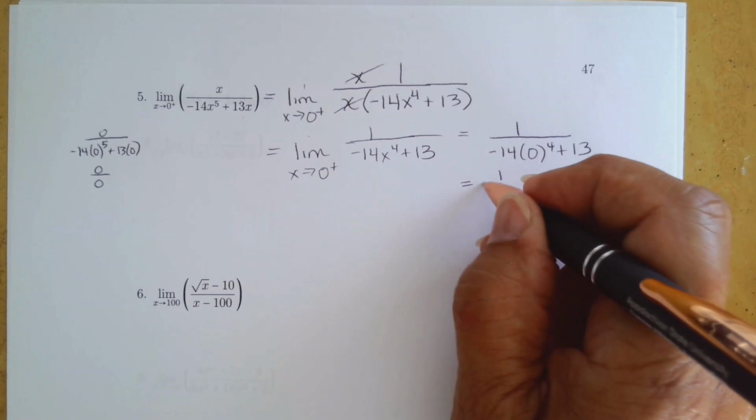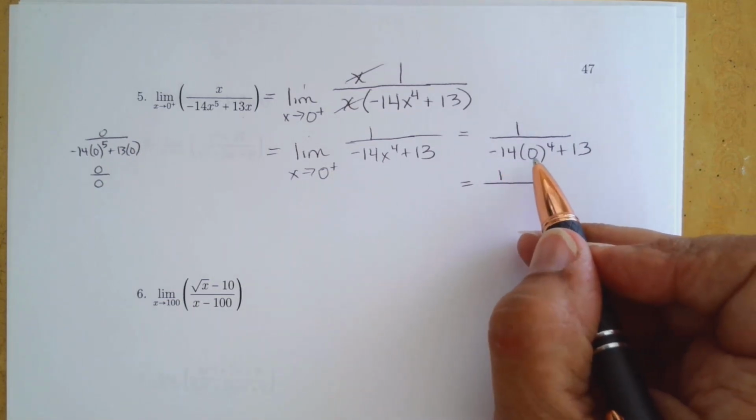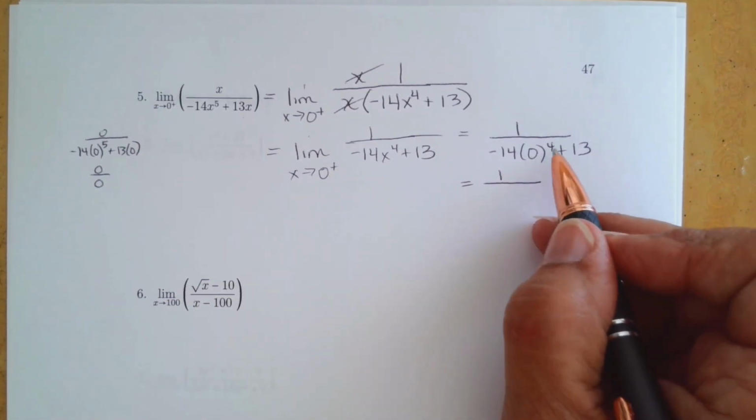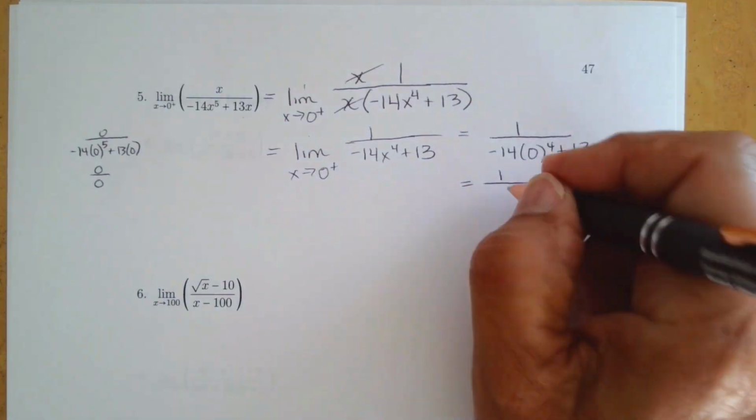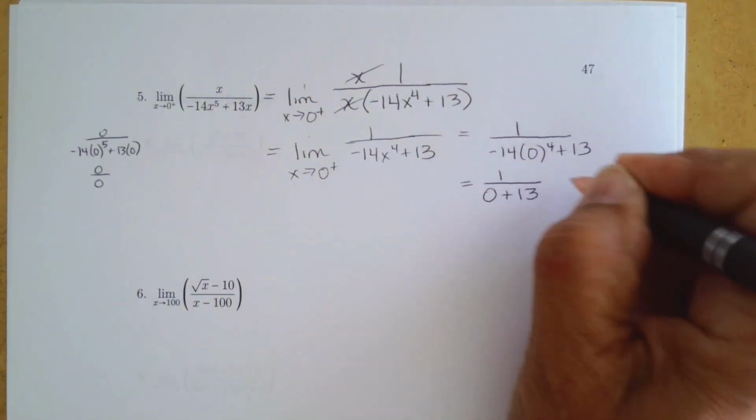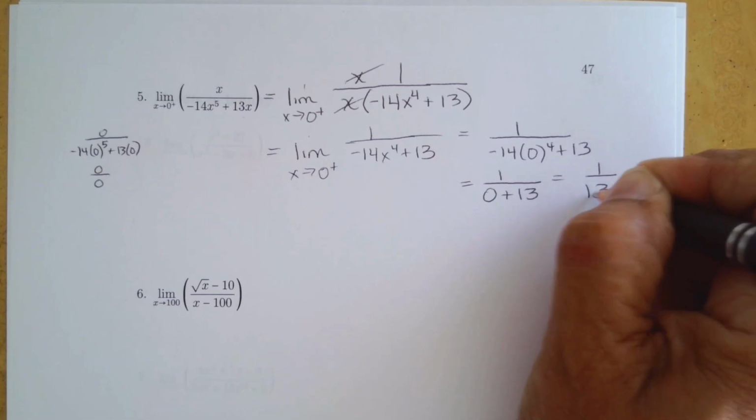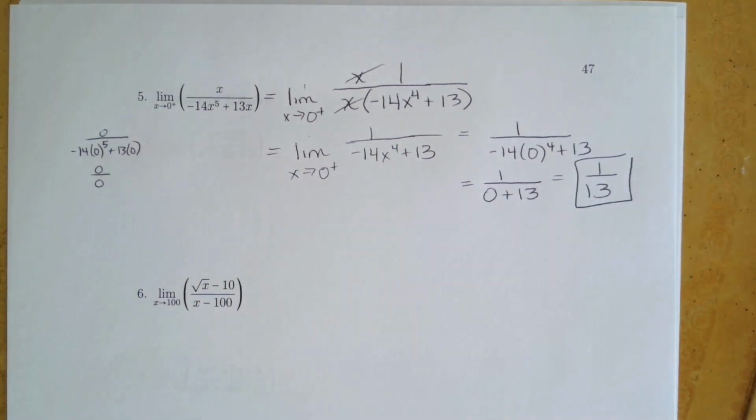That's going to give me an answer. So I have 1 in the top. Negative 14 times 0 to the 4th. 0 to the 4th is 0. 0 times negative 14 is 0. Plus 13. So you end up with 1 over 13. So there's your limit for that. Okay?